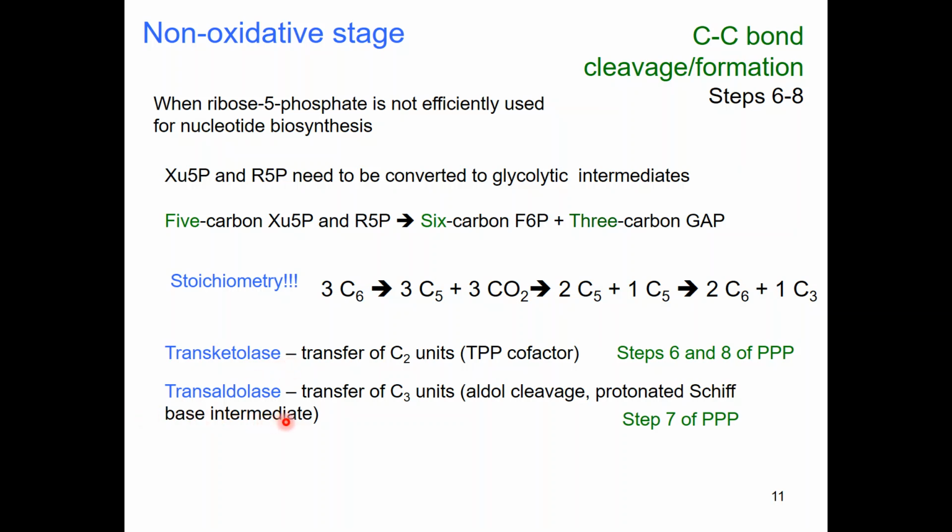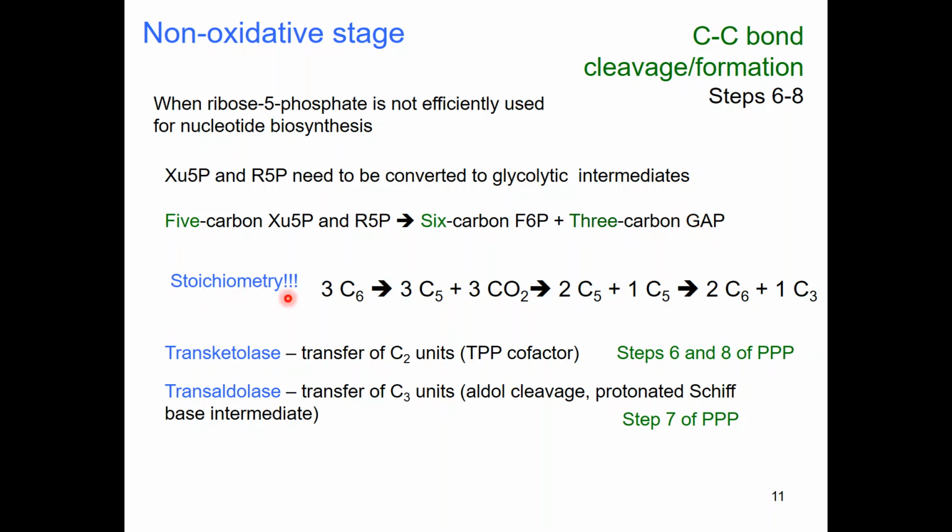But let's first pay attention to the stoichiometry of this reaction. Another thing I wanted to mention is that this stage happens only when ribose 5-phosphate is not efficiently used for nucleotide biosynthesis, and those carbon atoms are required by the cell for energy purposes, right? In this case, they need to be converted to glycolytic intermediates, such as fructose 6-phosphate and glyceraldehyde 3-phosphate.